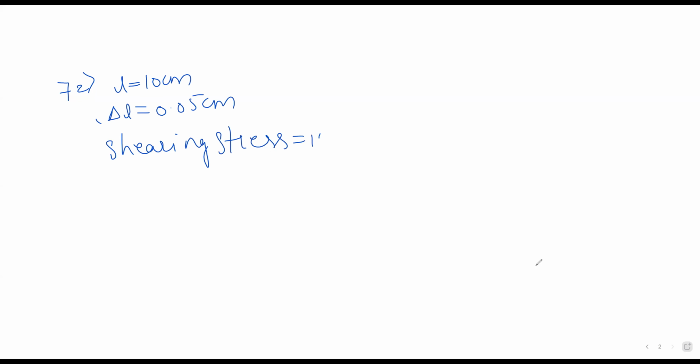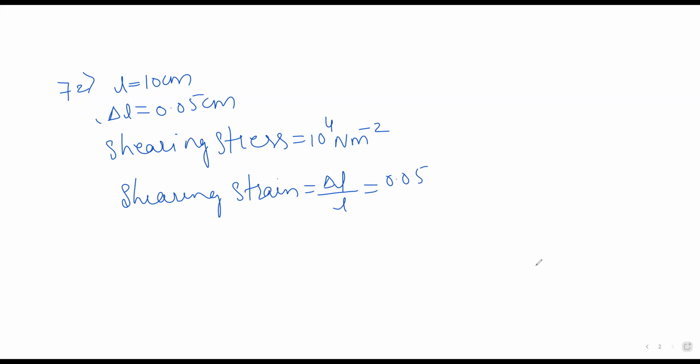what they have given, L value they have given, that is 10 centimeter. Change in length they have given 0.05 centimeter, and they have given shearing stress, that is 10 to the power of 4 Newton per meter square, and shearing strain we have to calculate, that is given by the formula delta L divided by L. So substitute the known values, 0.05 divided by 10.